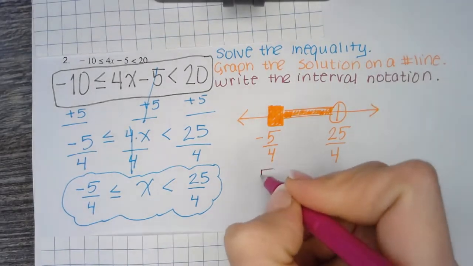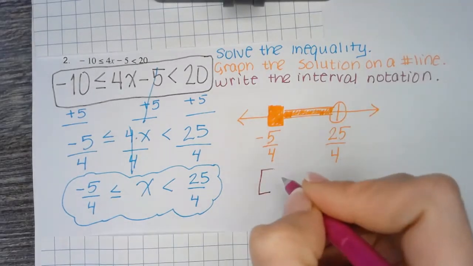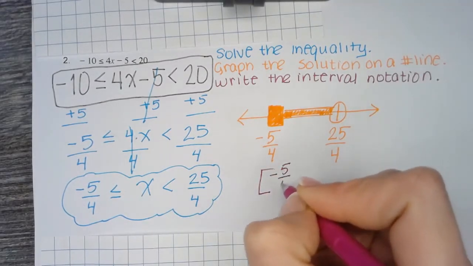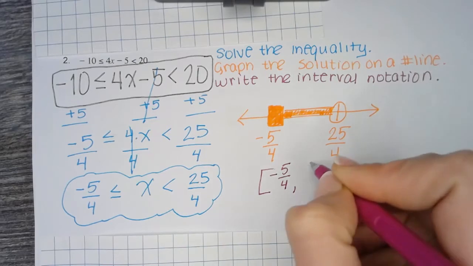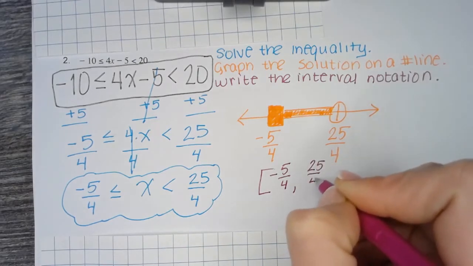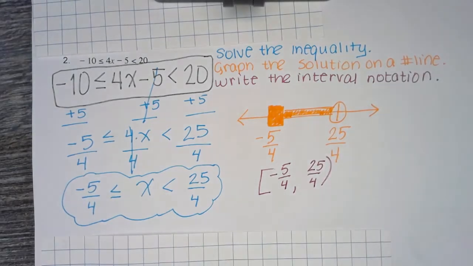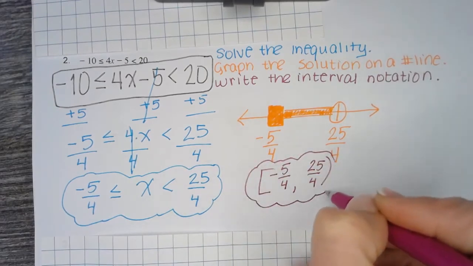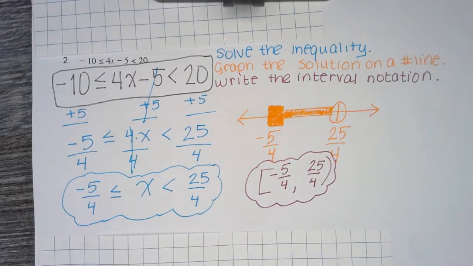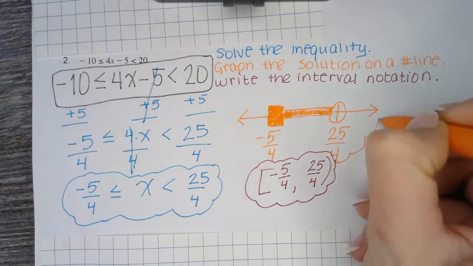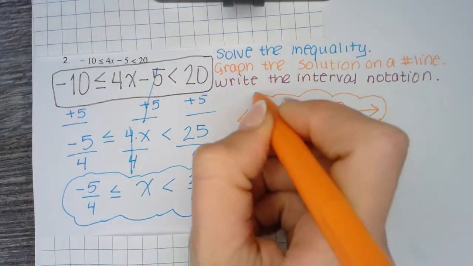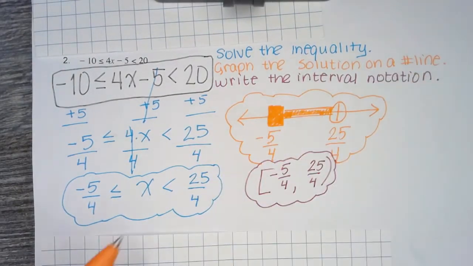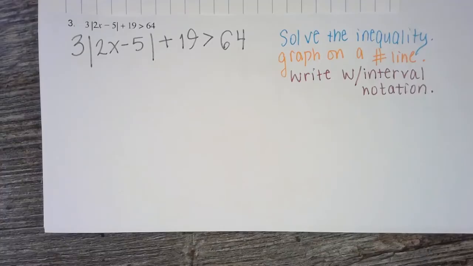So I'm going to use a square bracket. My solution starts at negative 5 over 4 until 25 over 4 with a parenthesis. And that is my solution. So I have my interval notation. Should have separated a little more, sorry. Here is my number line and my inequality, and that's the end of that example.